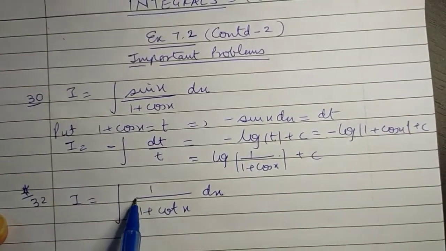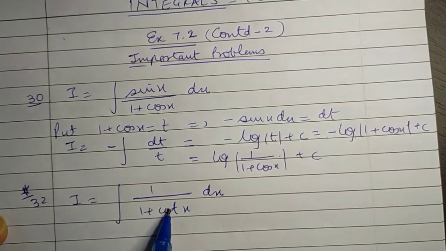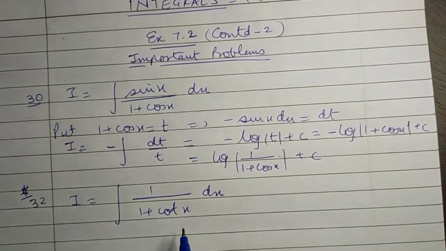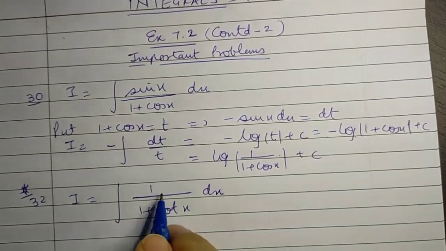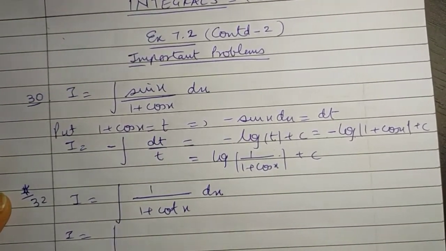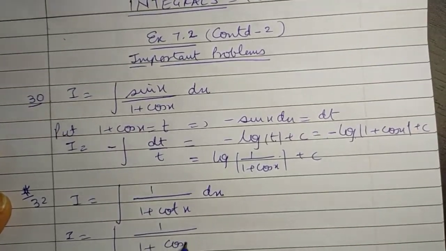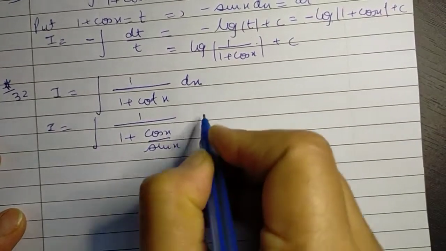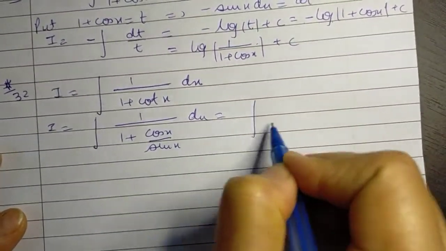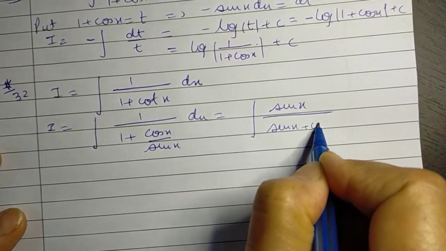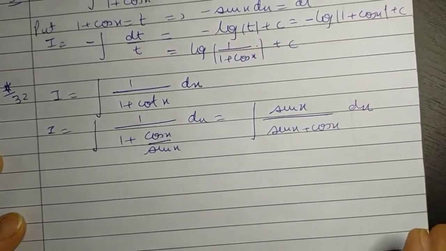Now, obviously, I have told you earlier also, whenever in doubt or whenever we are given a function other than sine and cos, and where you can't apply direct results, we will always convert to sine and cos. So let's convert to sine and cos. What do we get? 1 plus cos x over sine x dx. Simplifying, we get sine x over sine x plus cos x dx.